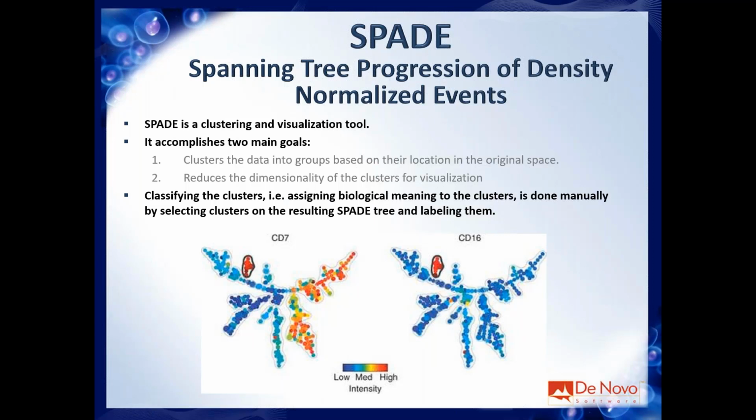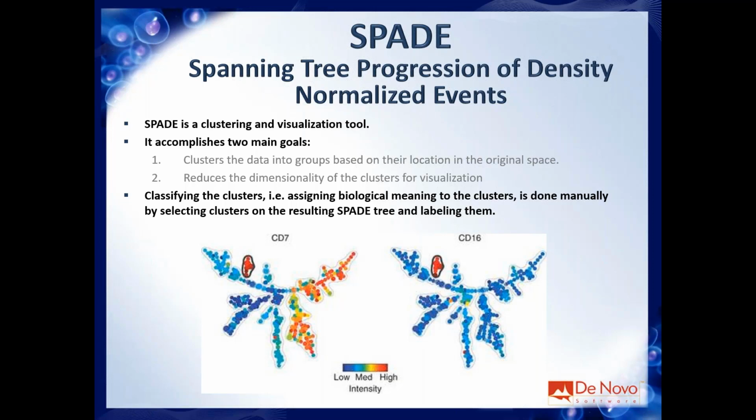So the two main goals accomplished by SPADE are, first, clustering the data into groups based on their location in the multidimensional space. And this is done by K-means, okay? SPADE relies on K-means. And then remember, you end up with a lot of clusters, but you didn't account for the multidimensionality of your data set. So if you want to characterize each cluster, you still have to look at your plots and say, this is positive for this marker, this is negative for this marker.